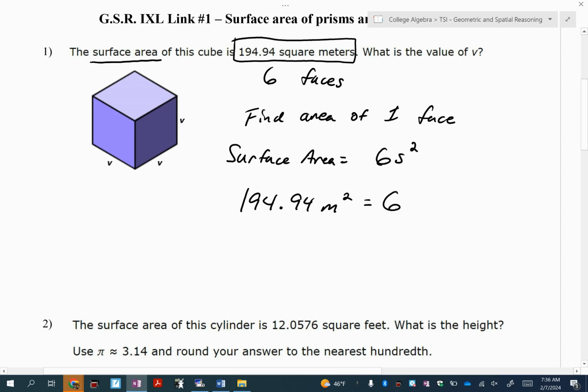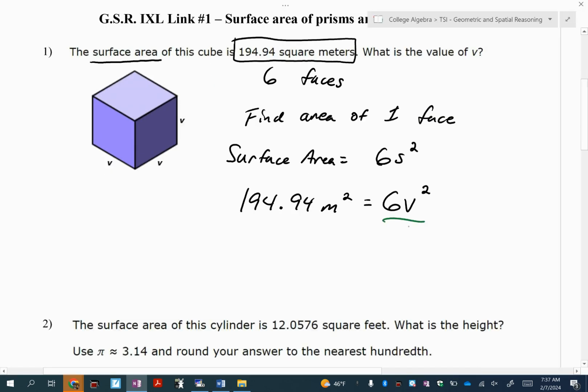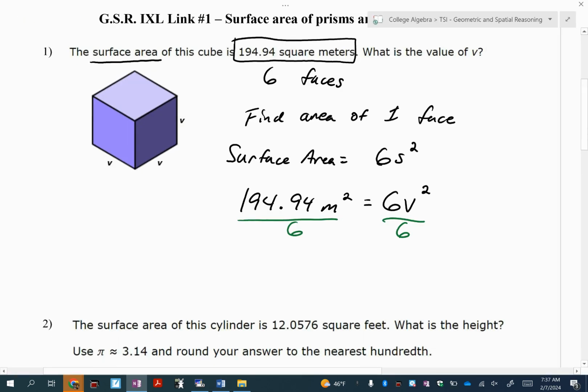And then because Miriam noticed that the letters are V and I use S, I'm going to change it to V squared. And now it's going to be just solving for the V. So I'm going to move the 6 over. So divide by 6. And what I would tell you guys is when you're using your calculator to do this, don't round until you're done, like at the very end. Okay? So in this case, could somebody do 194.94 divided by 6?